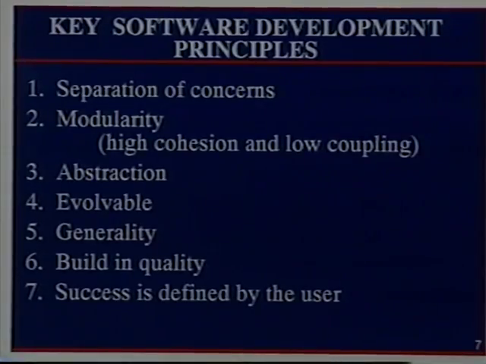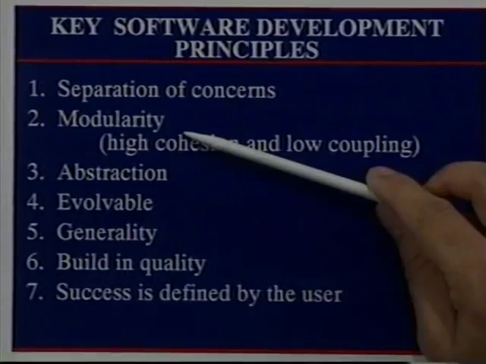For example, if you are building a transaction management system, you worry about the functionalities of the transaction system, and then you worry about the efficiency considerations. So first you put in all the functionalities and then you optimize it later. So this is called separation of concerns.